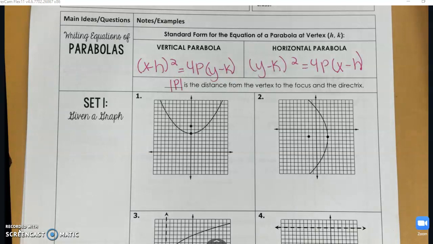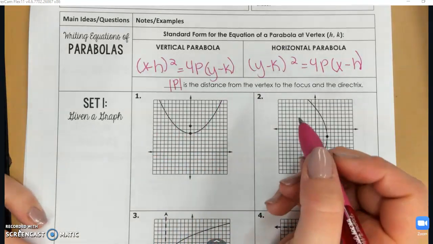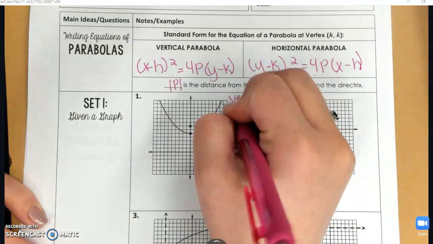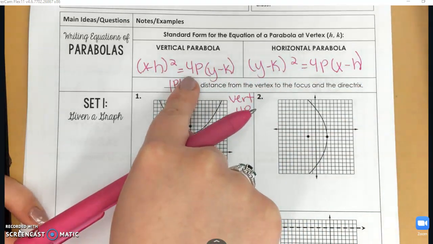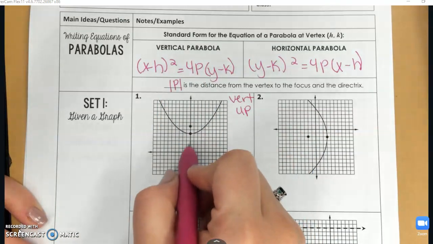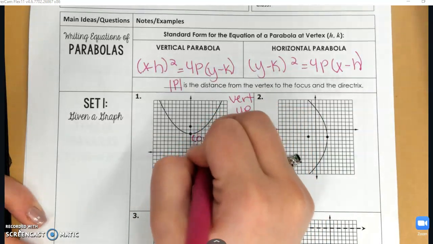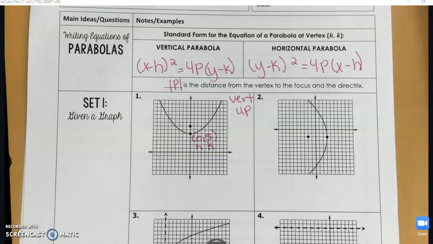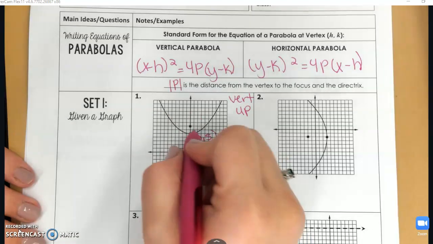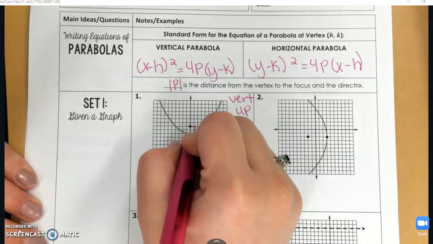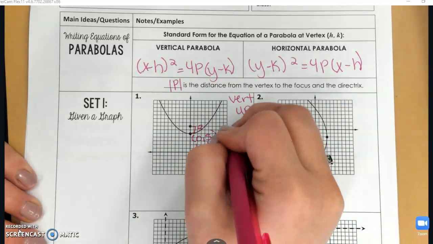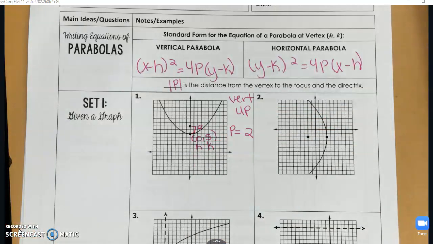So let's look at number 1. This is obviously a vertical parabola that is opening upward. So I know I'm going to use my vertical parabola equation. And I can locate right here my vertex is at 0, 5, which helps me find h and k. And the last value that I need to find and identify is p. And remember, p is the distance from the vertex to the focus and from the vertex to the directrix. What I'm given here is the focus, and those 2 points are 2 apart. So p is 2, and I know p is going to be positive because I'm opening upward.